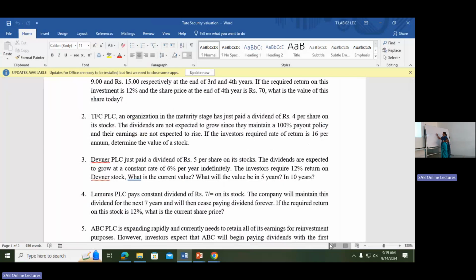So the current price of the share, the value at 0, is equal to D1 divided by the required rate of return, which is given as 12%, minus 6%. The value in 5 years is equal to D6 divided by 12% minus 0.06. The value in 10 years is equal to D11 divided by 12% minus 0.06. So likewise you can calculate.